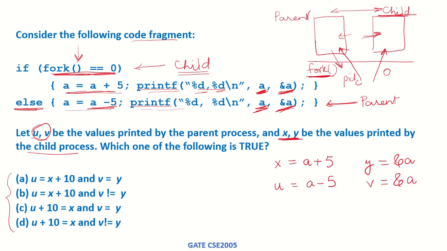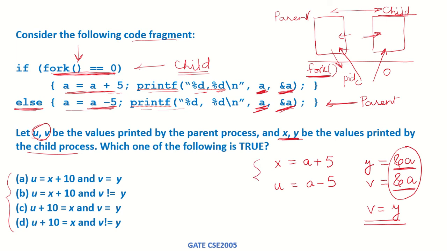Now since the parent and the child process have exactly the same virtual addresses, that means the address of a will be the same in both the child and the parent process. This is the virtual address. The physical address will be different, but the virtual address that is being printed will be the same. So v is equal to y. This we are sure of.